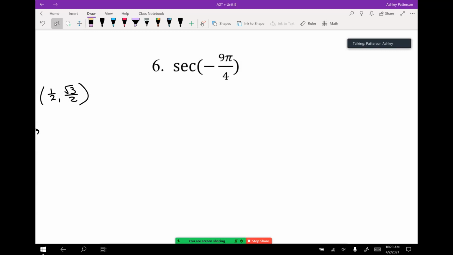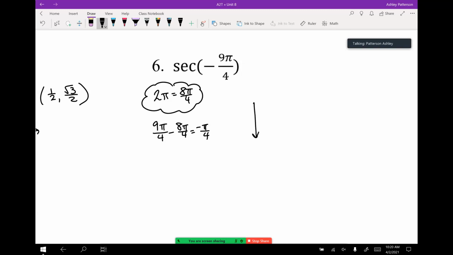The secant of negative 9 pi over 4. The secant is the reciprocal of cosine. It is a negative radian measure, so we're going to rotate clockwise. One full revolution, if I change this to have a denominator of 4 so that I can make that comparison, would be 8 pi over 4. If we have 9 pi over 4 minus 1 full revolution, that means that we're going to rotate negative pi over 4 radians.